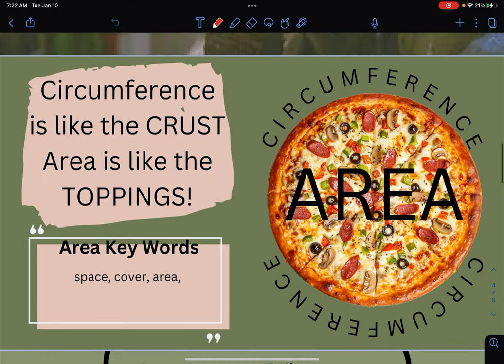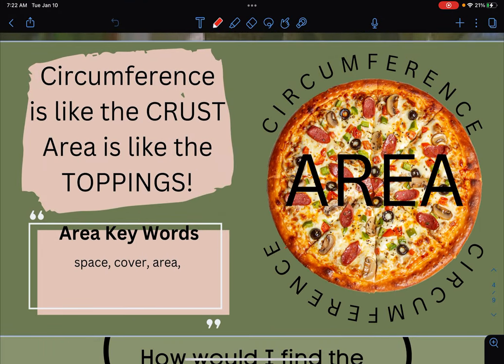Okay, sorry guys. So this is addressing the first part of your notes. Circumference is like the crust of the pizza, and area is like the toppings of the pizza. We thought that pizza would be an easy way for y'all to remember that area is what covers something. The toppings cover your pizza, and the crust is the edge of your pizza. So that is circumference, because circumference, remember, is the outer edge.